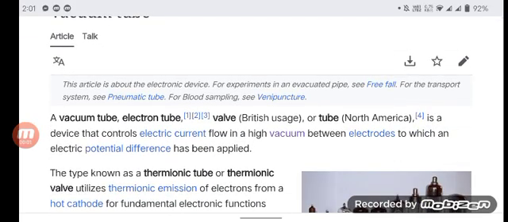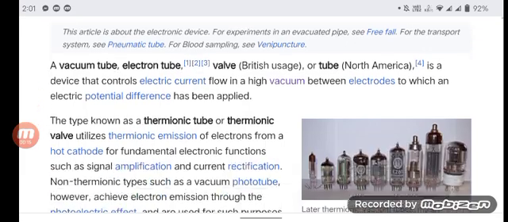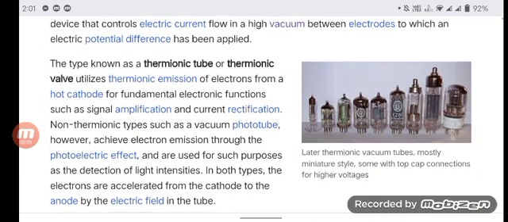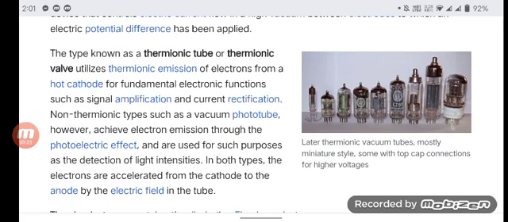Vacuum tube. A vacuum tube, electron tube, valve (British usage) or tube (North America), is a device that controls electric current flow in a high vacuum between electrodes to which an electric potential difference has been applied. The type known as a thermionic tube or thermionic valve utilizes thermionic emission of electrons from a hot cathode for fundamental electronic functions such as signal amplification and current rectification.